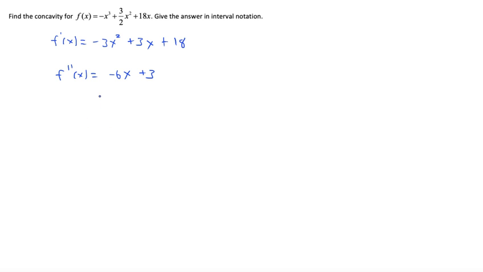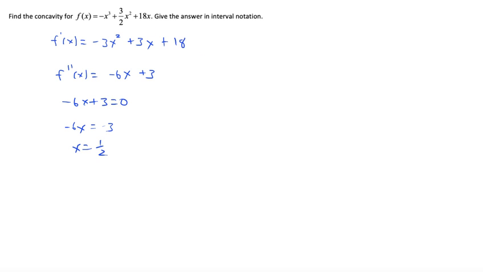Now we want to find our critical numbers, right? Let's set this equal to 0 and then we'll solve. So here we get negative 6x equals negative 3, so x just equals 3 over 6, which is a half. That is our critical number. In this case, there's only 1 for the second derivative.